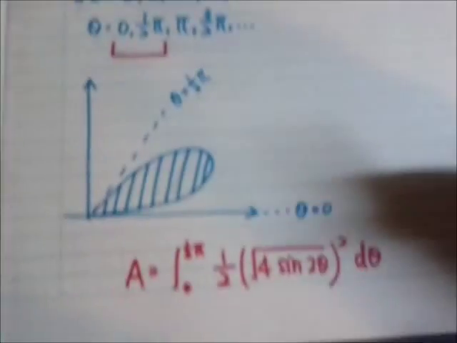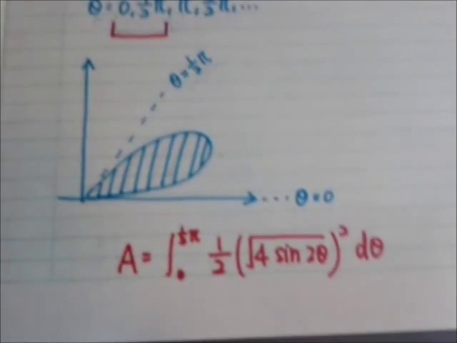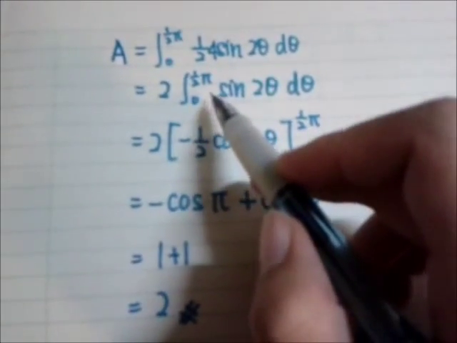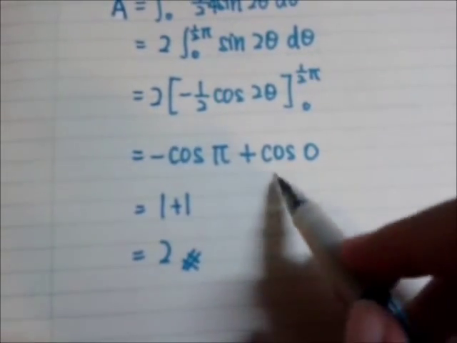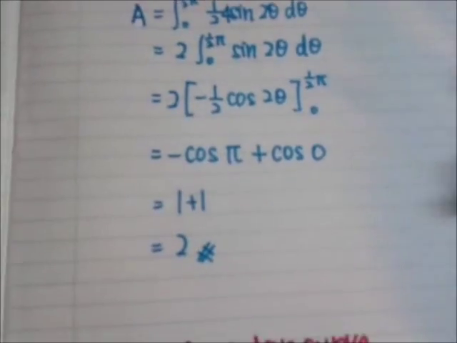We substitute these values into the formula, and we'll get the equation for our area. We simplify the equation, and we have no problem integrating sine 2 theta. So now we have negative cos pi plus cos 0, which is 1 plus 1. So finally we have our area as 2.